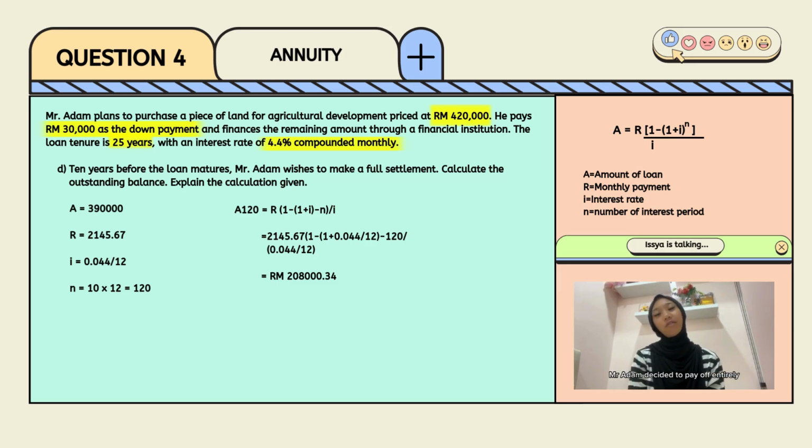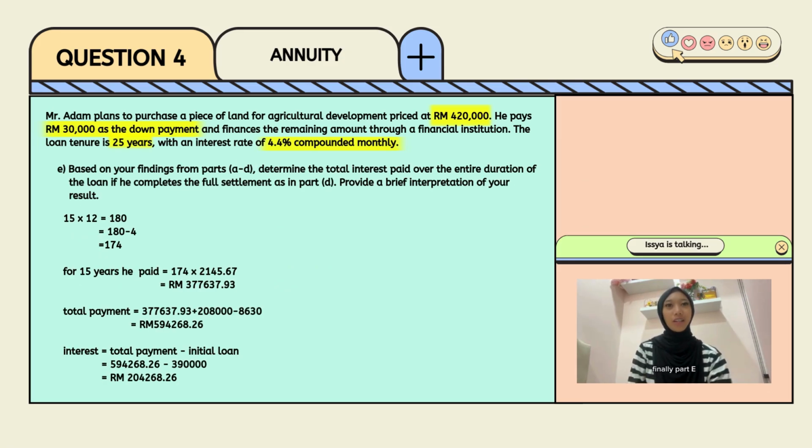For part D, 10 years before the loan matures, Mr. Adam decided to pay off entirely since there are 10 years left that represent 120 remaining payments. We calculate the present value of 120 payments using the formula. We will find the payoff amount is RM 208,034.